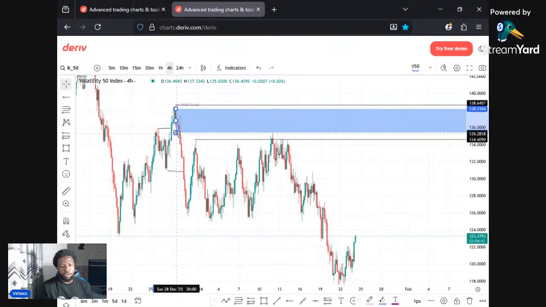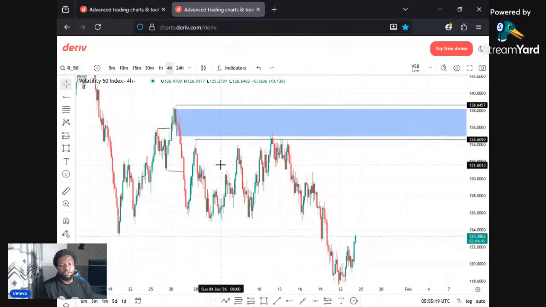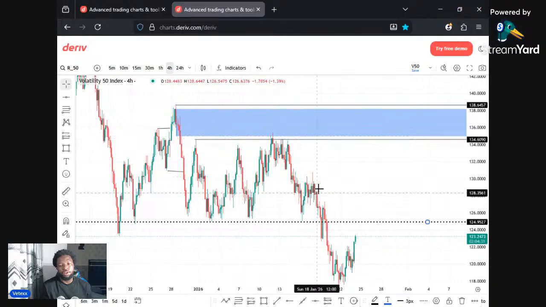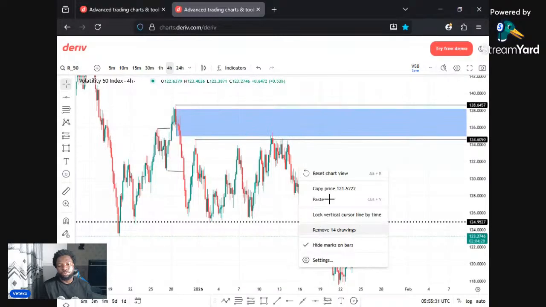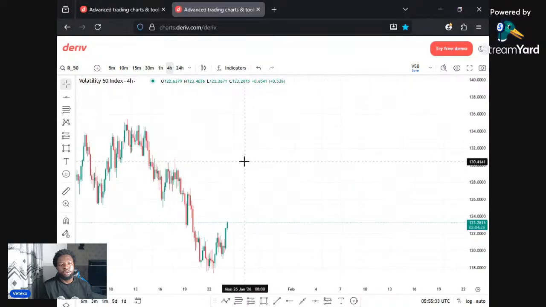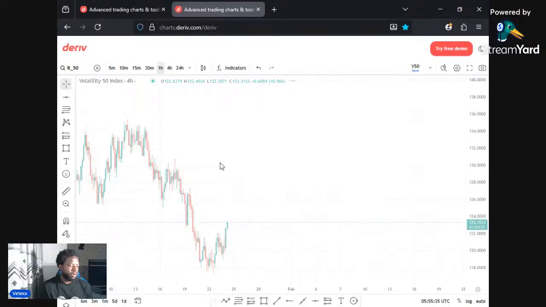So price needs to take out this, tap into this point of interest and continue in the opposite direction. So this is the starting point and this is the finish point. You can see price has already used the structural liquidity, so this zone is no longer valid. So we'll move on to the next one, which is going to be this on the 1-hour time frame. So let's switch to the 1-hour time frame and check.